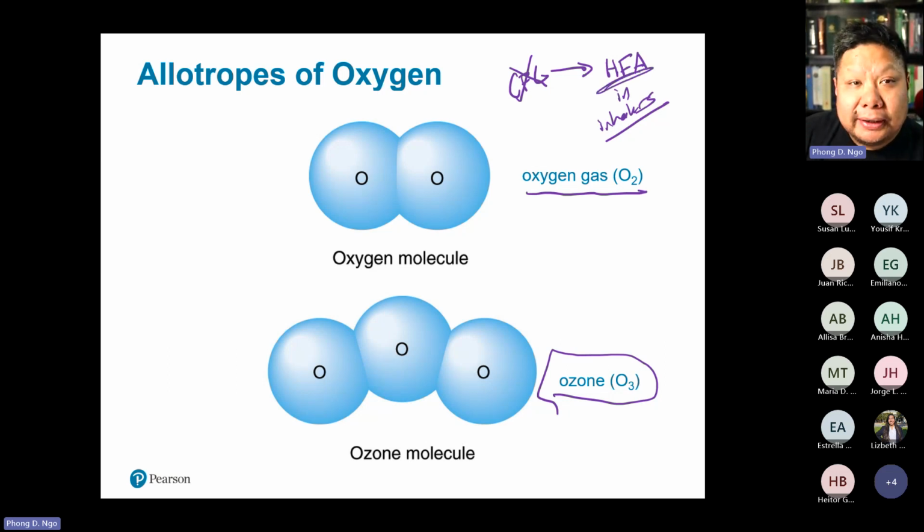So if you have asthma and you have an inhaler at home, you should check to see if it has HFAs or if it has CFCs. If it has CFCs, you're killing the ozone layer, right? But if it has HFAs, then you should be okay. Good job.